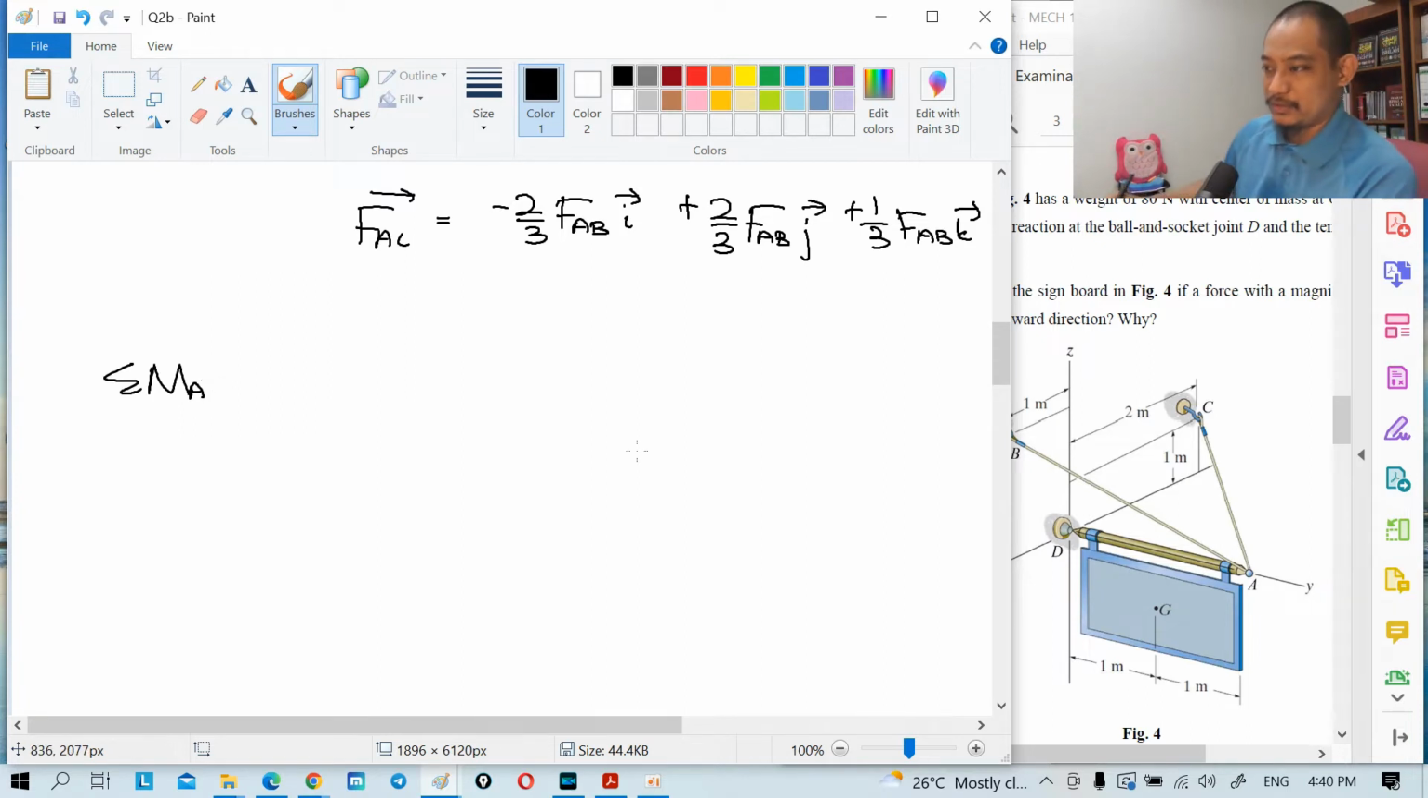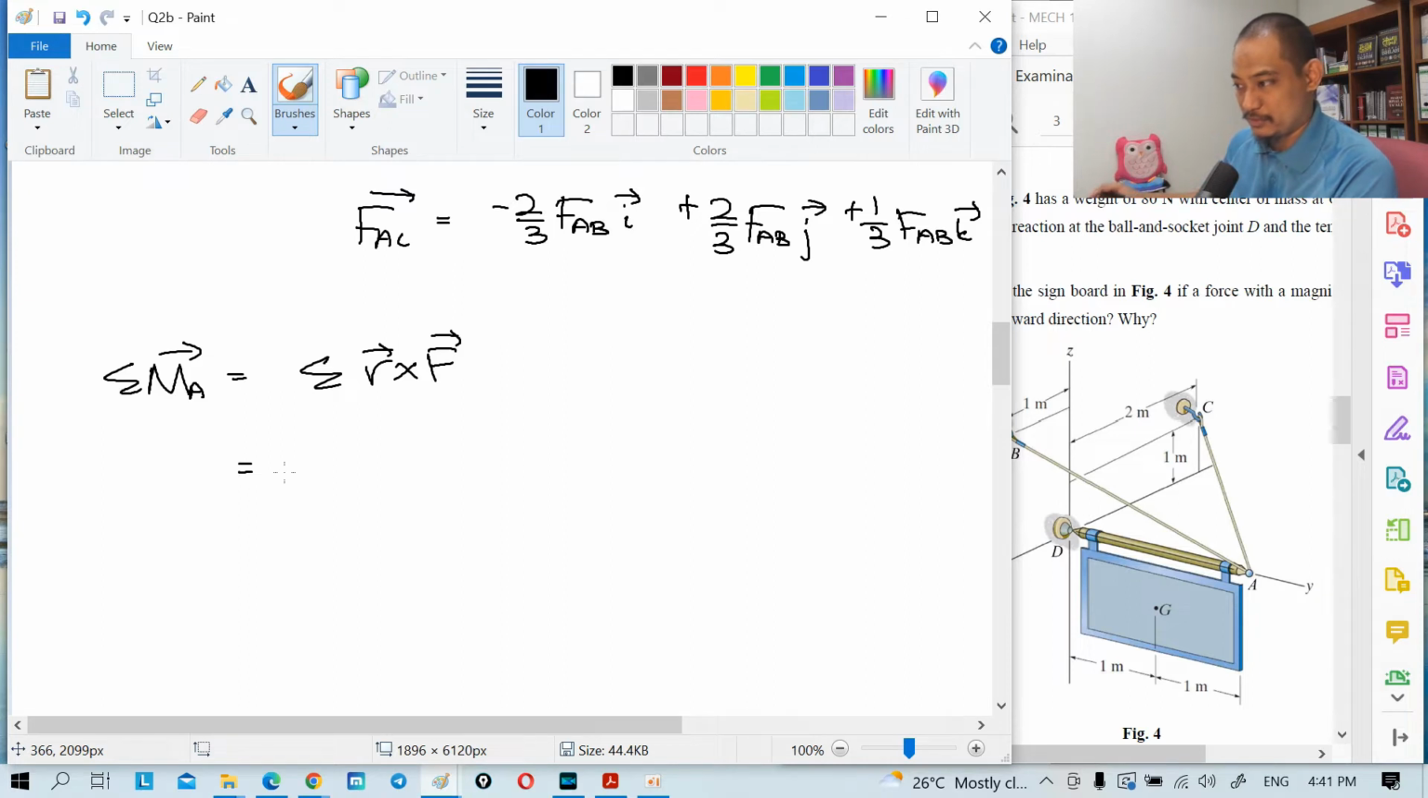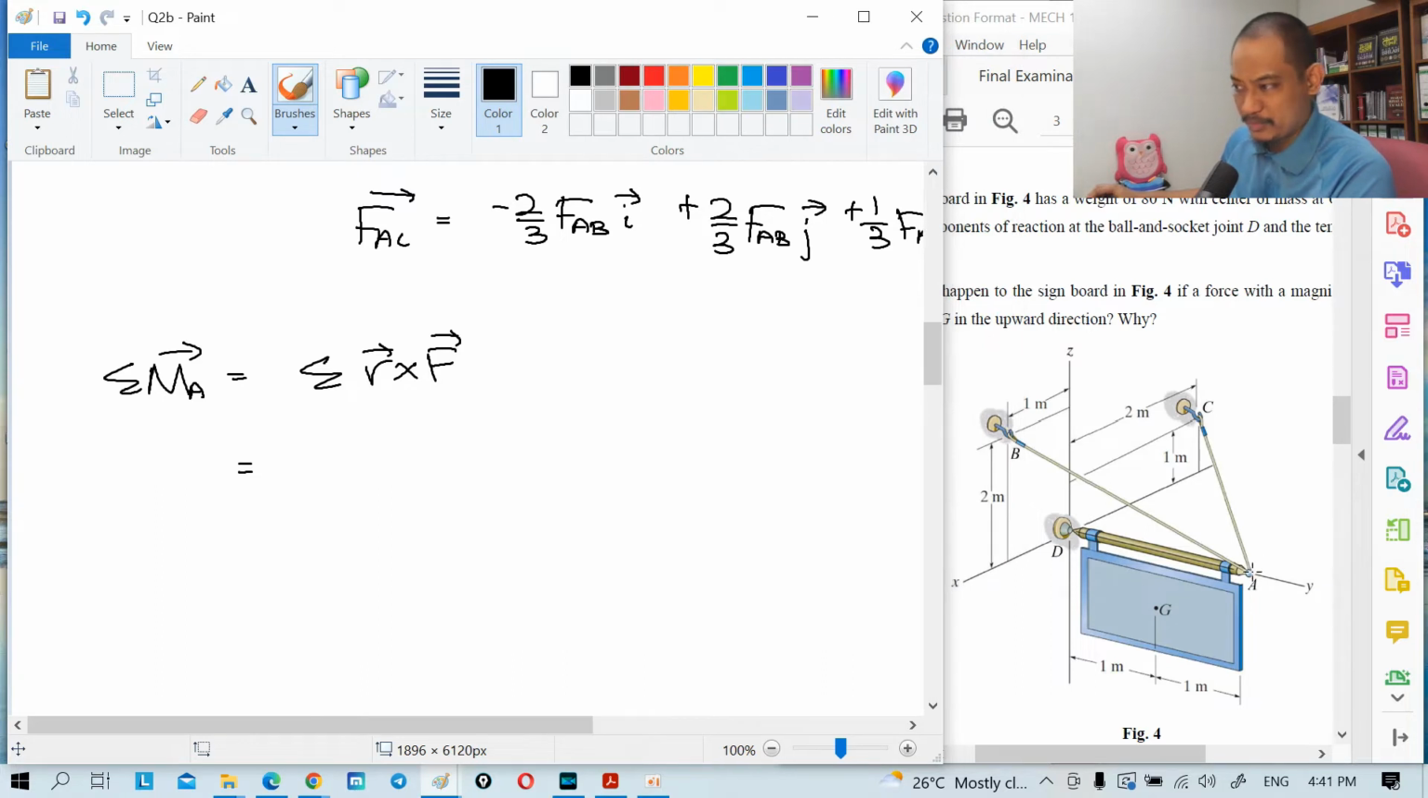So summation of moment about point A. Because this is in vector form, this is basically the summation of R cross F, and this is from A, right? So we have two sets of forces, three basically, because they have the weight as well. Let's take a look at this one. If you take a moment about point A, there are the three forces at the ball and socket. One is the weight, so two, right?